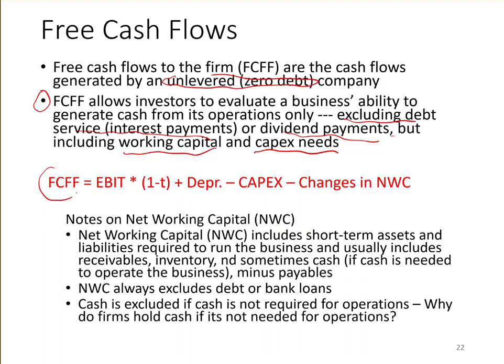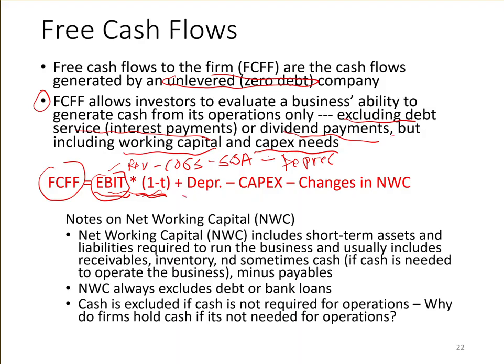The equation I most often use for calculating FCFF is I'll start with EBIT. Remember, EBIT is going to be your revenue minus COGS minus SG&A, and we're also going to subtract out depreciation. So EBIT is revenue minus COGS minus SG&A minus depreciation. I'll take out taxes by multiplying times 1 minus the tax rate. Sometimes we'll call that the after-tax EBIT.